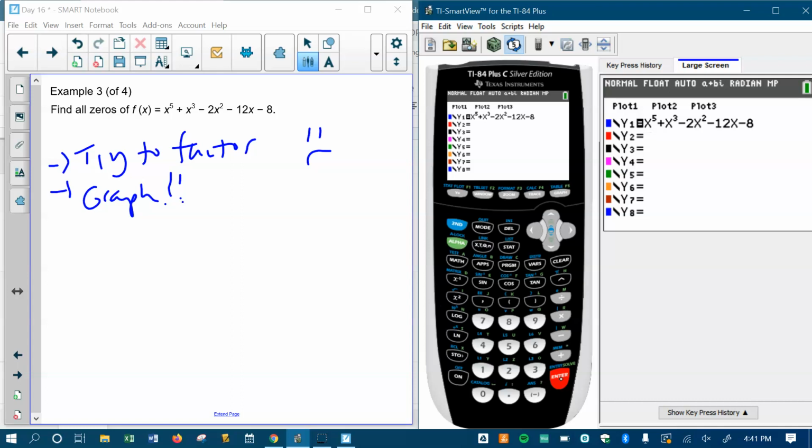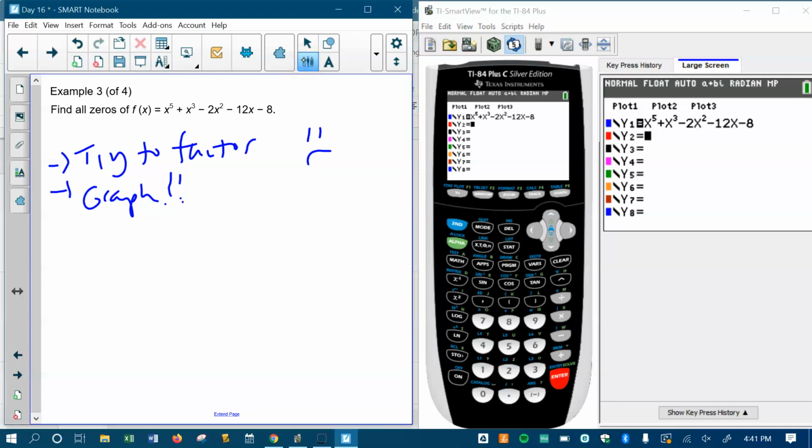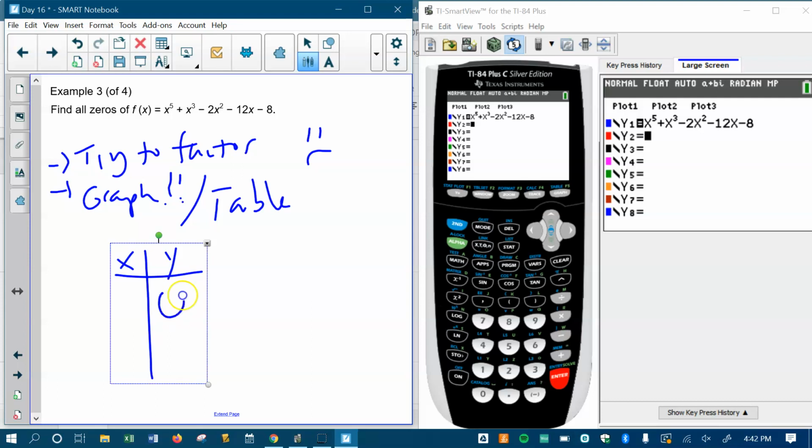Nope, I don't want to graph. In fact, I'm going to graph, but I'm also going to look at the table too, because here's why. When I look at the table, if there's any y value that has a 0, then those x values are solutions. So if I can find any x values in the table that have solutions, I want to use those. So let's go ahead and go to the table here.